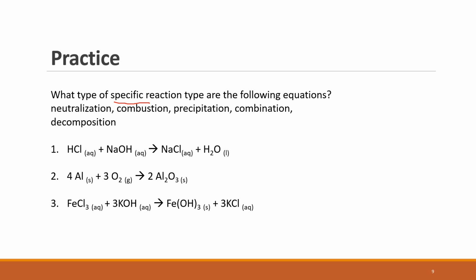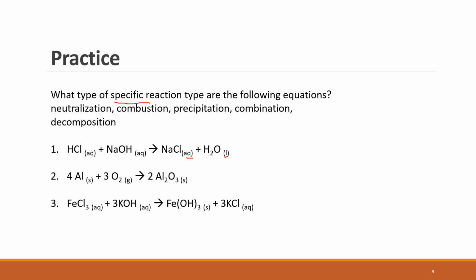So let's look. The first one, we have HCl reacting with NaOH. So 2 compounds reacting to form 2 new compounds. So this looks like a double displacement reaction at first glance. Since it is double displacement and they're asking for specific reaction type, we need to dive a bit further. So looking more closely, is it a precipitation reaction? Well, for a precipitation reaction, we should see a solid forming for one of the products, and it looks like we have an aqueous and a liquid, so it's not precipitation.